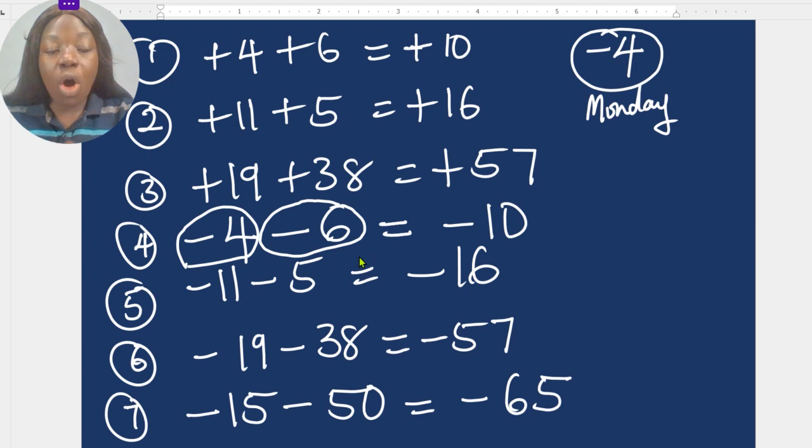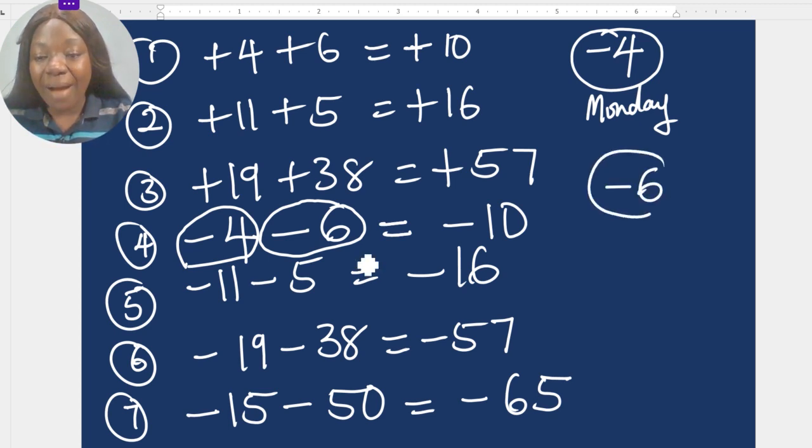Okay? Then on Wednesday, I went back to Mrs. Okoro's store and I said, please, I still need some money. Can you borrow me 6 naira? I went back there. She was able to borrow me another 6 naira. So which means on Wednesday, I was owing 6 naira.